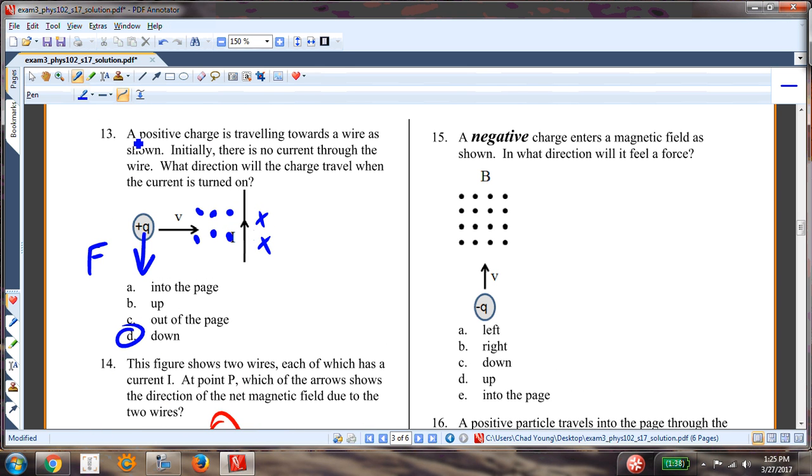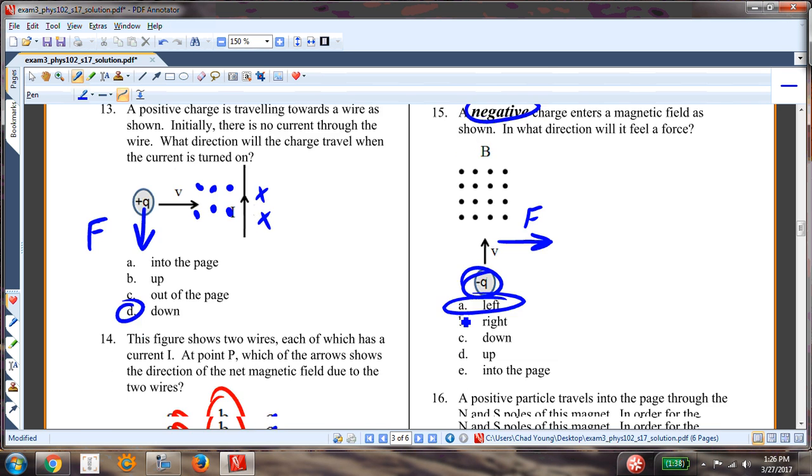A negative charge enters the magnetic field as shown. What direction will it feel a force? All right, use your right-hand rule again. V is up, B is out of the page, and that tells you that you get a force to the right, but then you realize, oh, this is a negative particle, so it's not to the right, it's going to be A, to the left.